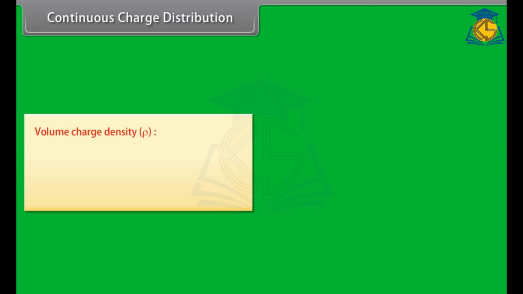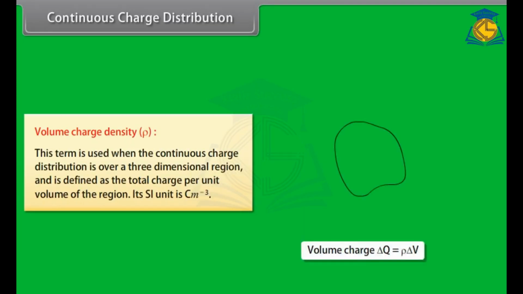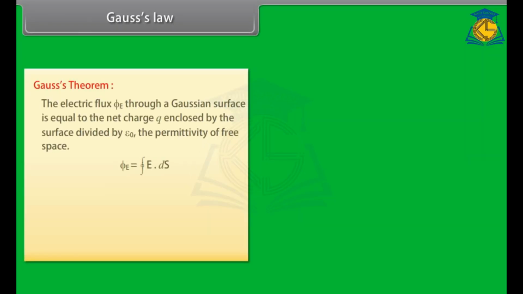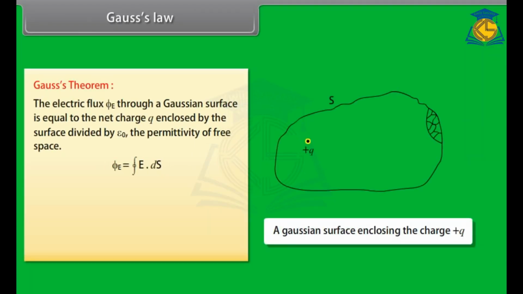Volume charge density, rho. This term is used when the continuous charge distribution is over a three-dimensional region and is defined as the total charge per unit volume of the region. Its SI unit is coulomb per meter cube. Gauss's law. Gauss's theorem. The electric flux phi E through a Gaussian surface is equal to the net charge q enclosed by the surface divided by epsilon naught, the permittivity of free space.